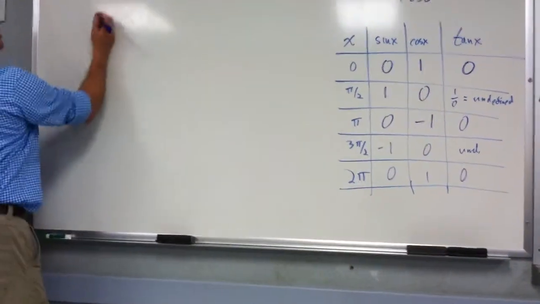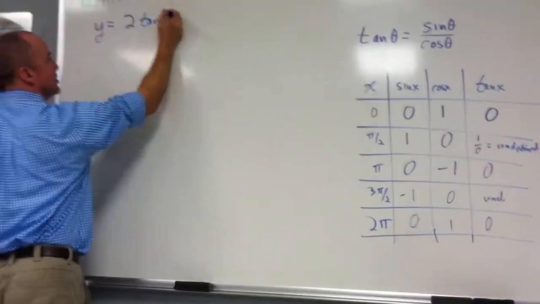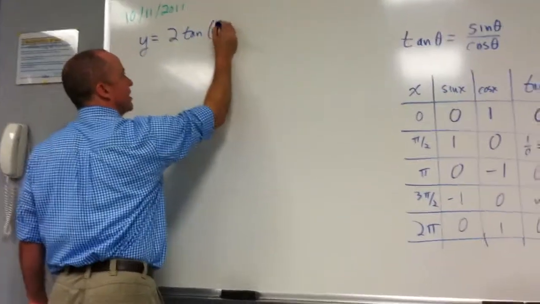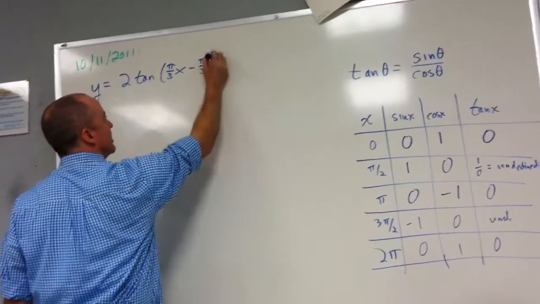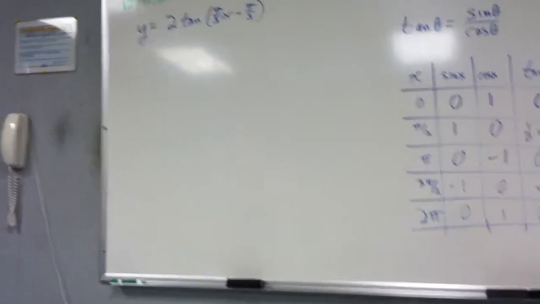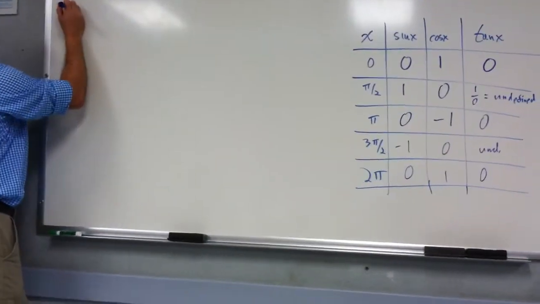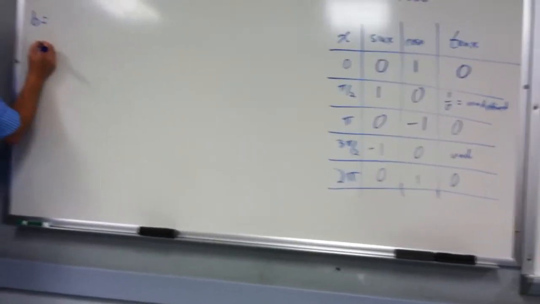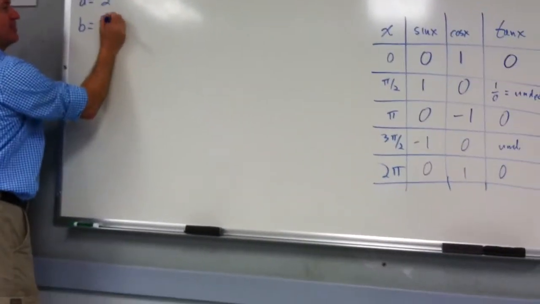Okay, so if I just were to give you y equals 2 tangent, pi over 3x minus pi over 3, I won't do a vertical shift yet. Okay, what's the first step that some of you still struggle with on this one? What's my A equal to? 2. What is B? We're not at the period yet, just what's B? Oh, B is pi over 3.